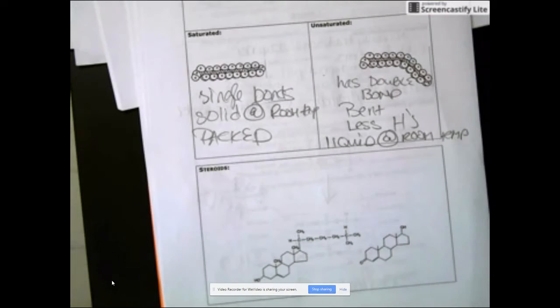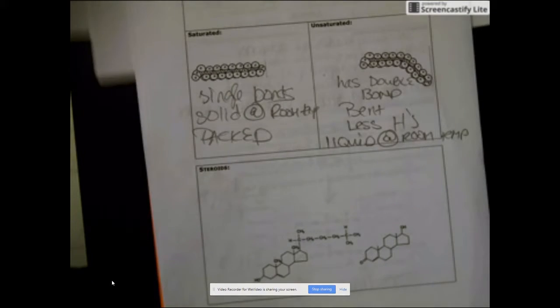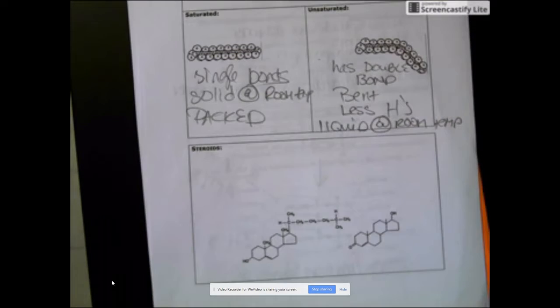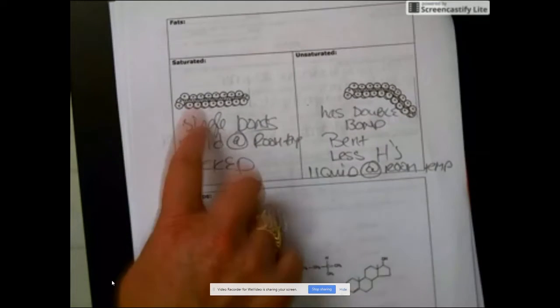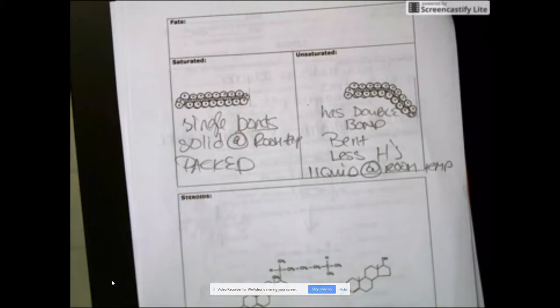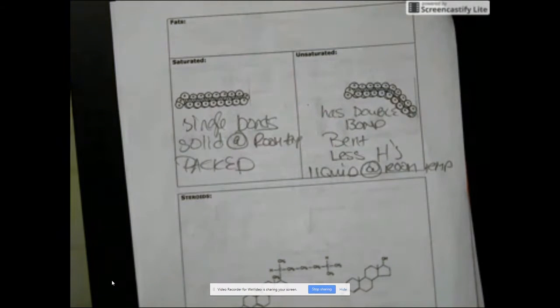So we talked about single bonds and double bonds in the fatty acid chains. Single bonds are unbent, and they're solid at room temperature, and they're tightly packed. And we have double bonds that are bent because they have less hydrogens, and they're liquid at room temperature. And we looked at fats. Those are types of fats. Now we're going to look at steroids.